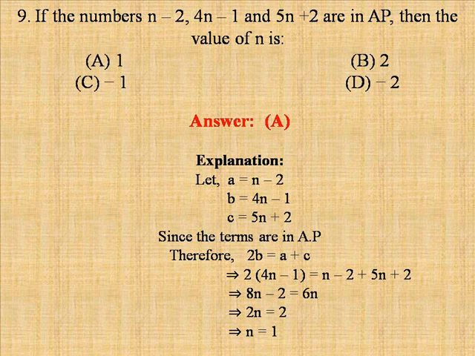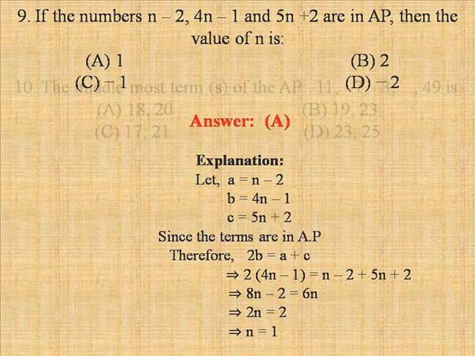Here n minus 2, 4n minus 1 and 5n plus 2 are in AP, so for the 3 terms we have taken a equal to n minus 2, b equal to 4n minus 1 and c equal to 5n plus 2. As they are in AP, we know that in an AP the sum of the 2 extremes is equal to double the middle, that is twice b equals a plus c. So now putting these values of a, b, c, you get n equals 1. So option A is your correct answer.